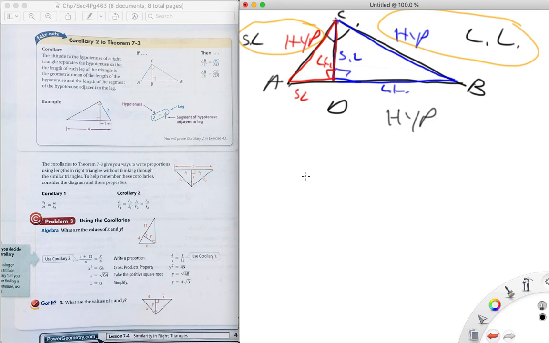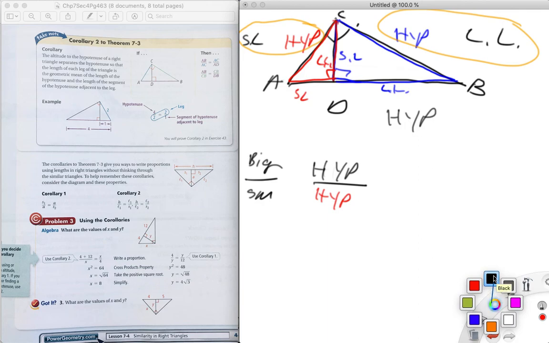So here's the overall hypotenuse. So this is the big triangle over the small triangle. And it's going to be the hypotenuse of the big triangle, the overall triangle, over the hypotenuse of the small. That is equal to the short leg of the overall triangle over the short leg of the small. And remember, this is geometric mean, so these two guys are the same.